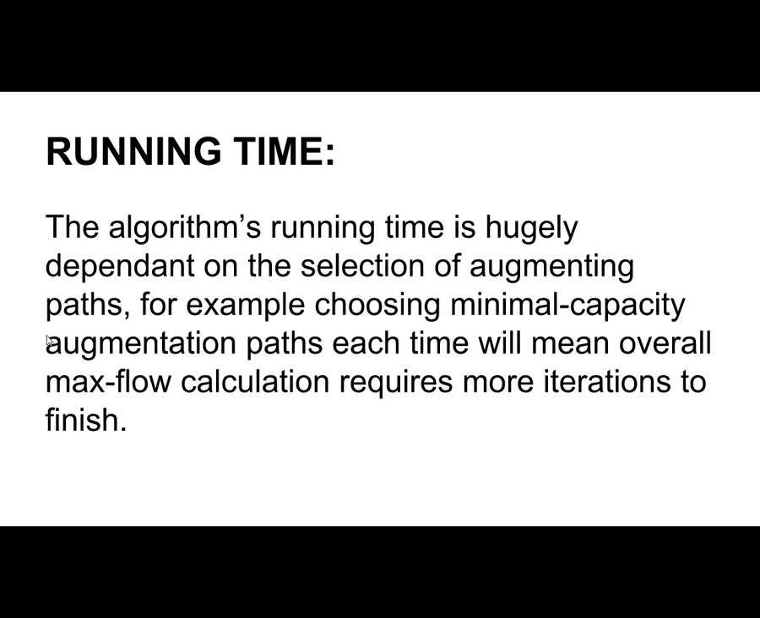Running time. The algorithm's running time is hugely dependent upon the selection of augmenting paths. For example, choosing minimal capacity augmentation paths each time will mean overall max flow calculation requires more iterations to finish. So at any given point, you can view the total max flow as being built up out of iterations of the algorithm, and if you pick minimum additions to the overall flow every time, you're going to require a lot of iterations, which means you're going to get a large running time.